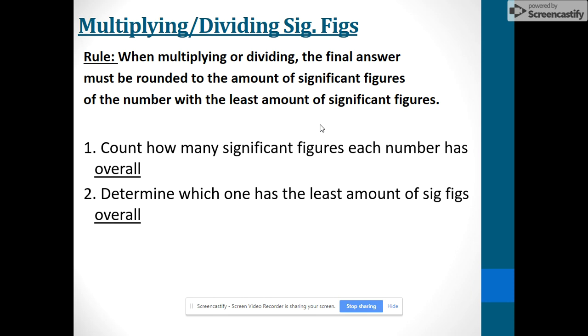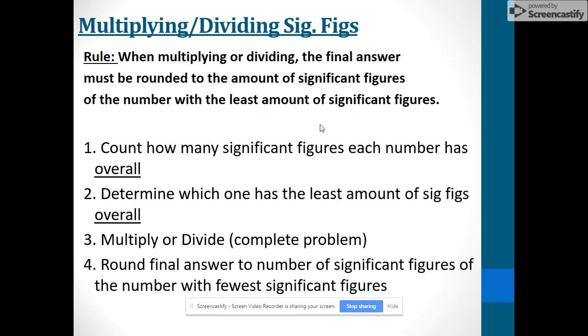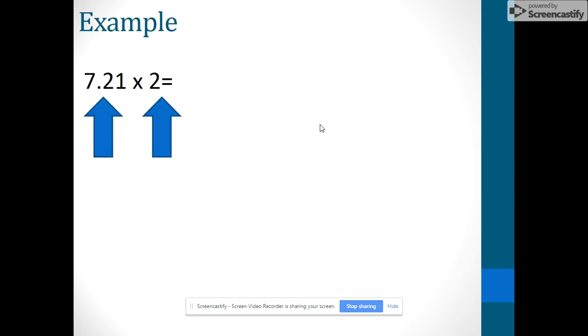We focus on the one that has the least amount of sig figs overall. We complete the problem with multiplication or division, and then we round the final answer to the number of sig figs from step one, for whichever number had the fewest. Again, it sounds a little more confusing than it actually is, but with a few examples, it should make sense.